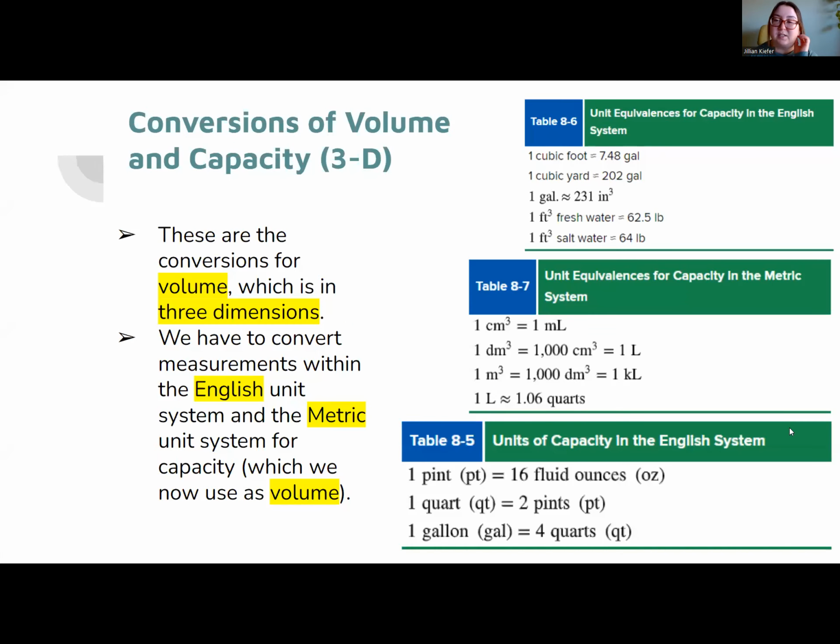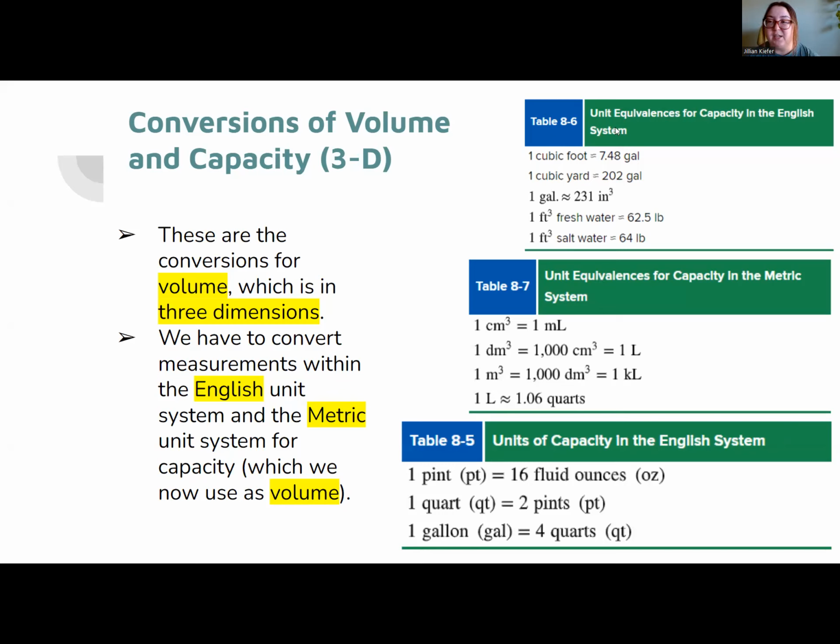We have conversions of volume as well, as we did for the 2D objects. And just like last time, sometimes we need to convert from English to metric, which we now just use as volume in general. So sometimes you have to convert, sometimes not. It's entirely up to the problem. So we have all these different conversions here.